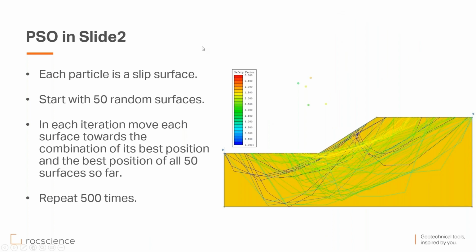So then how does this work in slide 2? Well, each one of those particles, which was an XY coordinate before, is now a slip surface. So instead of starting with 50 random points, you start with 50 random surfaces. And this is actually for this slope what the initial 50 guesses were. And you can see the legend. So the more yellow-red ones are lower. And even from the first 50 guesses, you can see that this yellowish region seems to be lower. So with each iteration, these surfaces will start to move in that direction.